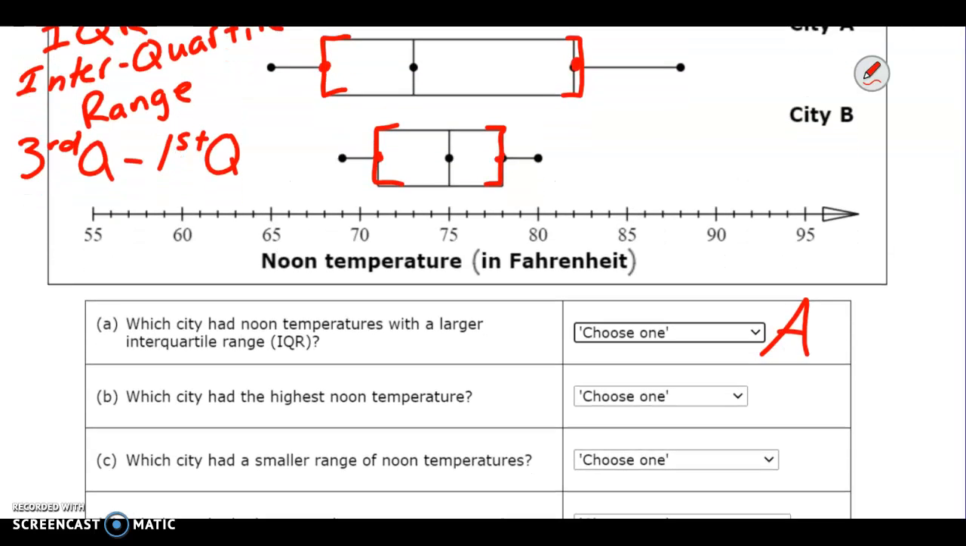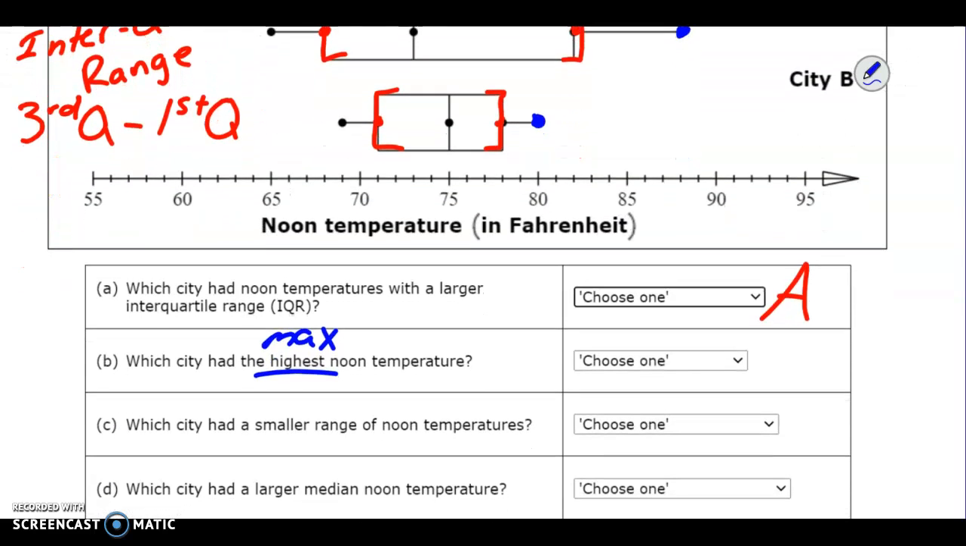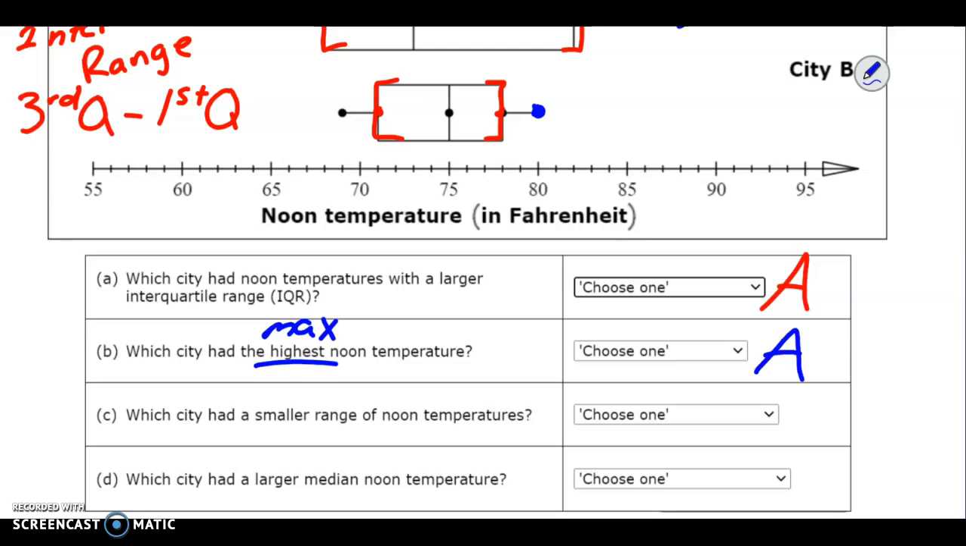Which city had the highest noon temperature? So when they're asking about the highest, they're talking about your maximum. Which city had the highest maximum? Well, we know those two whiskers, on the left end is the minimum, the right end is the maximum. Okay, so which one has the highest maximum? That's going to also be city A, because that whisker goes out to the right quite a bit further.